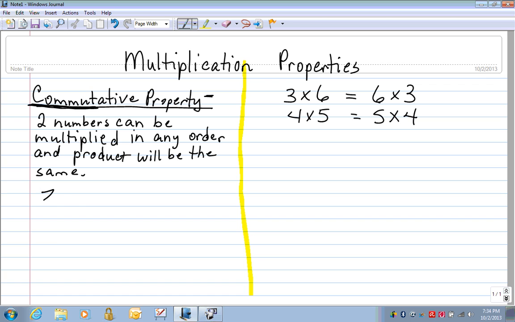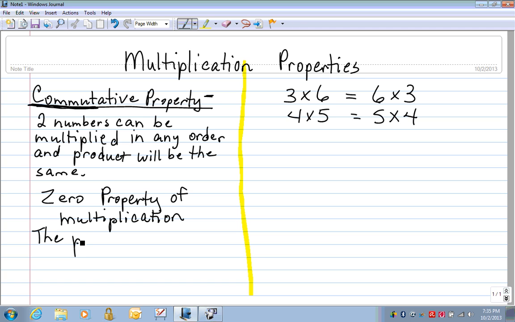The next property is our zero property of multiplication, I'm sorry. This property states that the product of any number and zero equals 0.